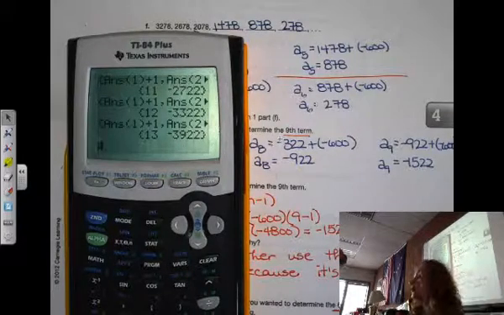Now you can finish your homework packet, your 4.3 homework packet. It's due on Monday, and you guys have about 10 minutes of class left.